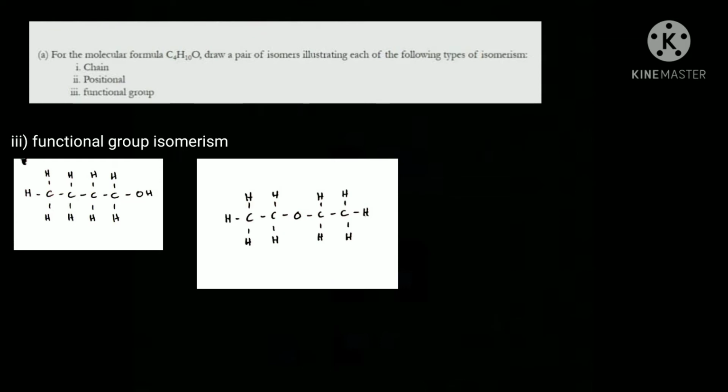For the isomers, we put the O in the middle of the 4 carbon chains. From this structure, we can determine the functional group, which is C-O-C. The IUPAC name is diethyl ether.